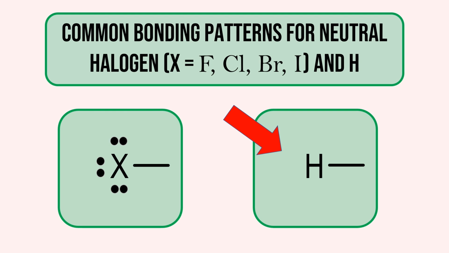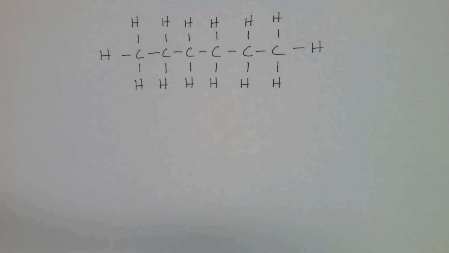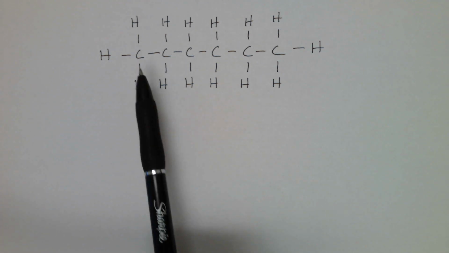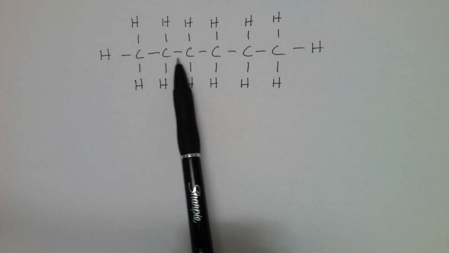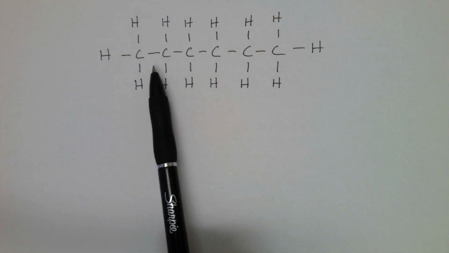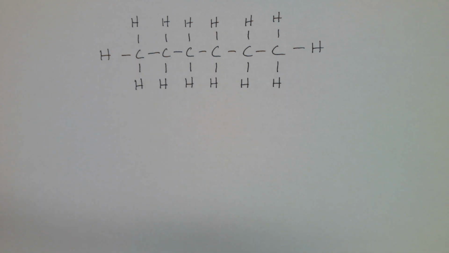Now, let's do some examples. Let's draw the condensed formula for hexane. Hexane is the 6-carbon alkane. We see the 6 carbon atoms in a chain here. This is a straight chain alkane. That means all 6 carbons are bonded in a single chain. They are surrounded by hydrogens.